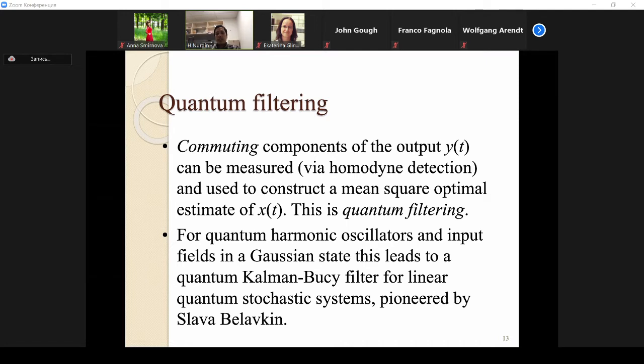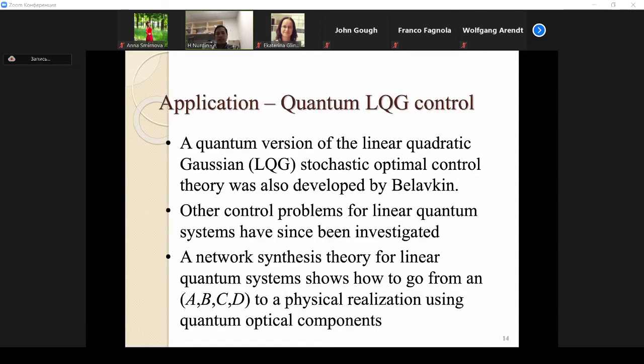Now, if we consider the linear quantum stochastic systems in this talk, and all the input fields are in a Gaussian state, this leads to a quantum version of the Kalman-Bucy filter for this class of systems. This was pioneered by the late Slava Belavkin. And based on this quantum filtering theory, you can also have a quantum version of the linear quadratic Gaussian control for linear quantum stochastic systems. This was also something which originated from Belavkin's work.